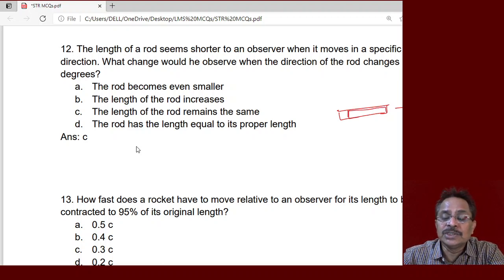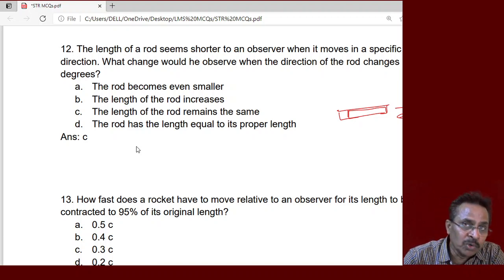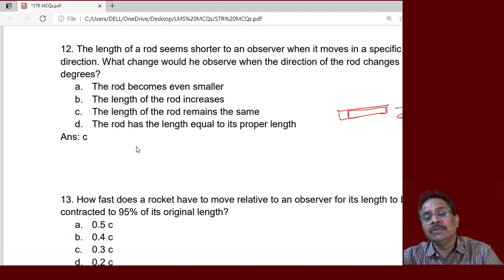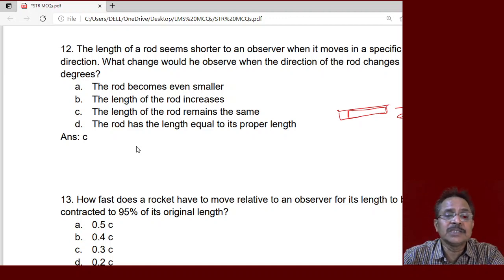Now, if I change the direction here, instead of going positive V, now I am going minus V. That is what we are showing here. What changes would be observed when the direction of the rod changes by 180 degrees? Either the rod is moving or the observer is moving, the effect is the same. If the rod is moving in the positive V direction, its length is found to be shorter, and if the rod changes its direction and with the same speed moves towards that particular observer in the opposite direction, now what will happen to the length?